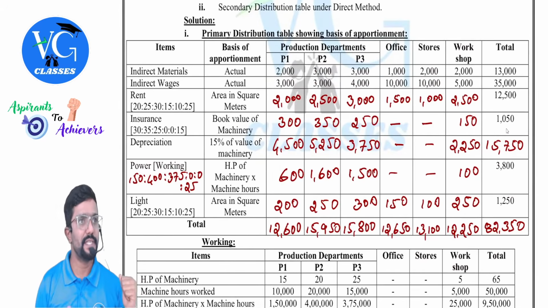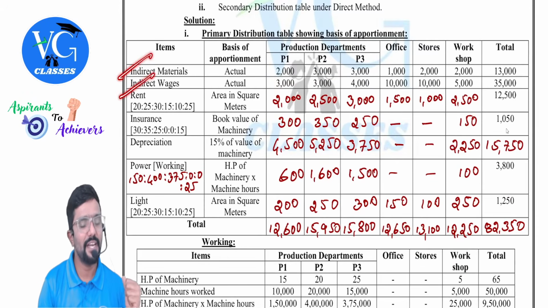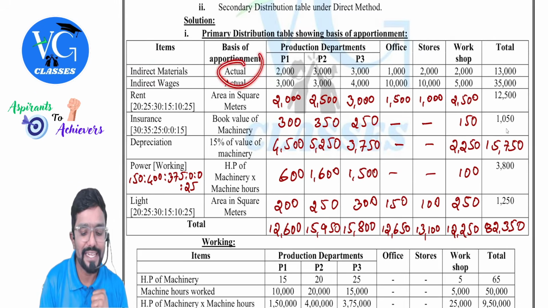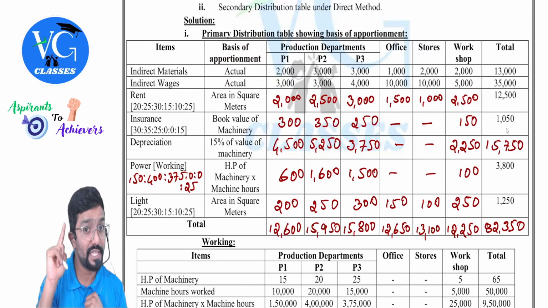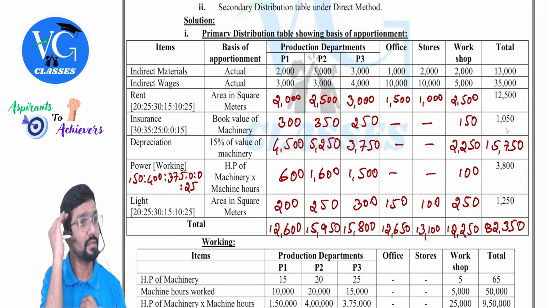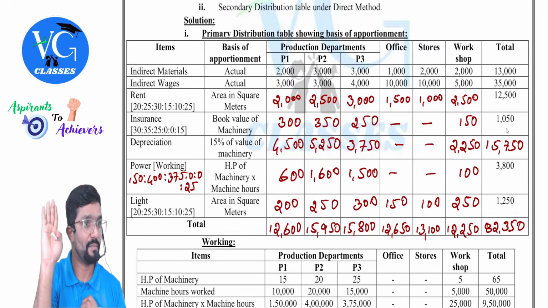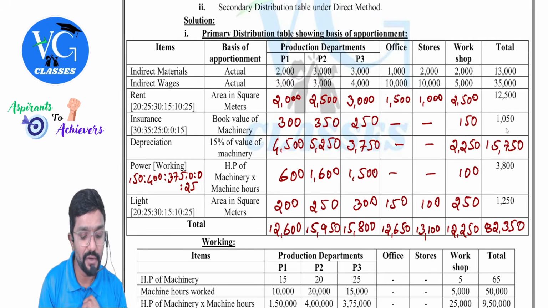Observe, this is primary distribution. See, indirect material and indirect wages normally will be straight away given for a particular department. So, I am taking it as actual. You can see I have maintained a separate column for basis. Please show that in the exam also. Don't keep it in your mind. Sir, I knew how I divided, how I apportioned. You don't keep it in your mind. Please put it. And also try to write the ratios.